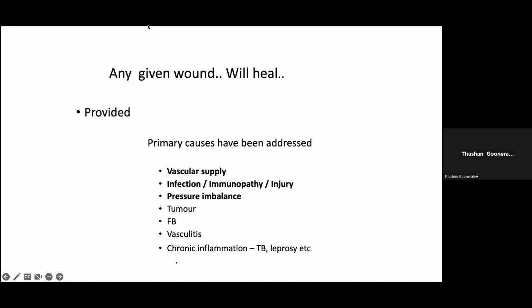Now, the reality is that there are various primary causes that may prevent the wound from healing. Whatever we put on from outside, if the primary causes have not been addressed, the wound will not heal. And the three main important things in this business are to make sure the vascular supply, the infection or the immunopathy, and the pressure imbalances are looked into and sorted out.